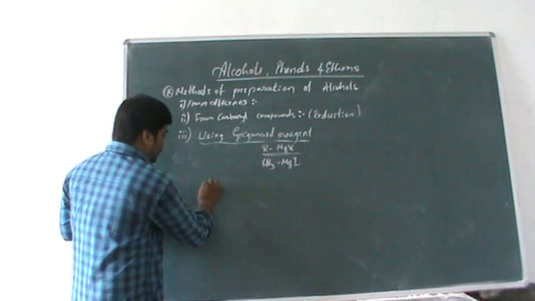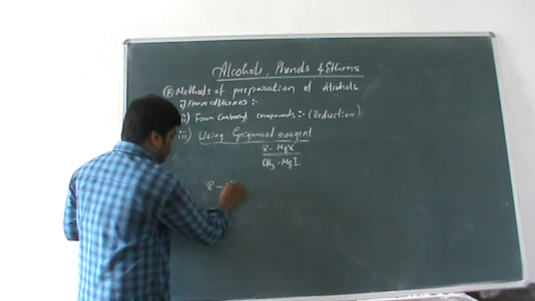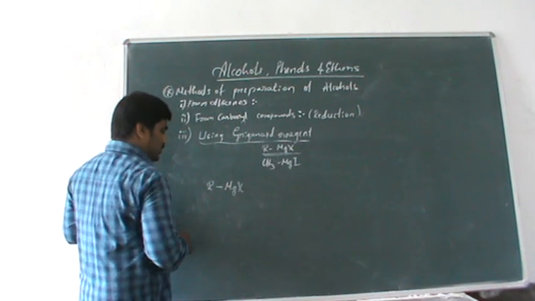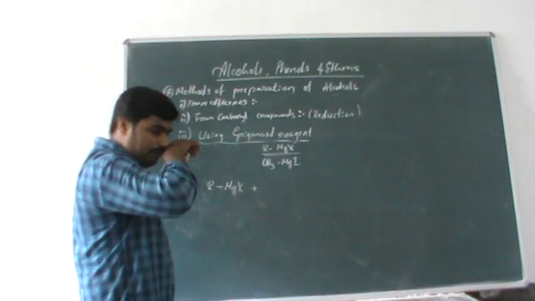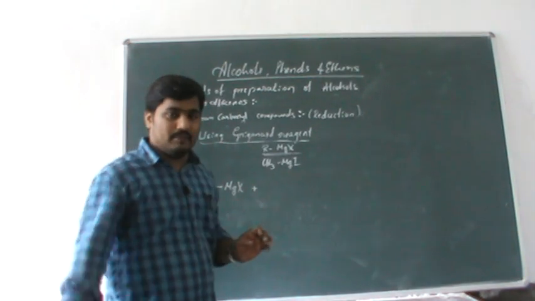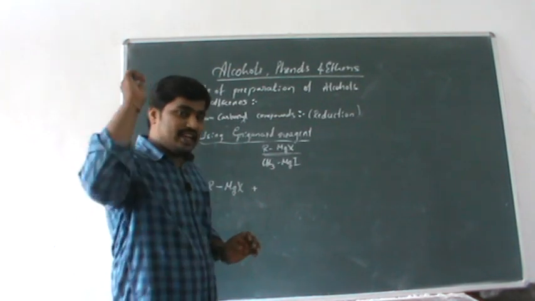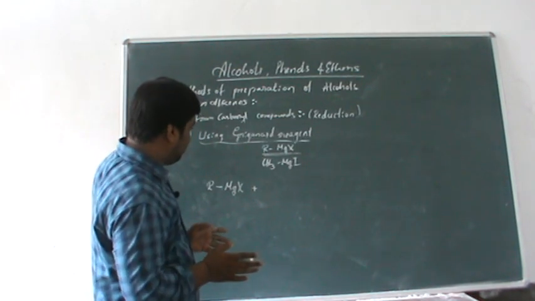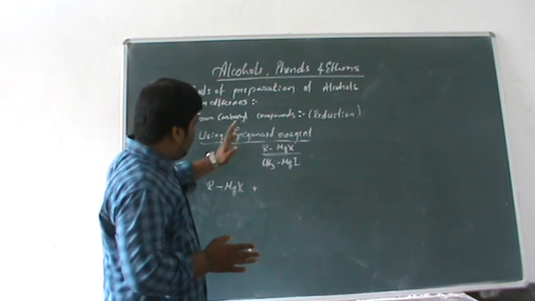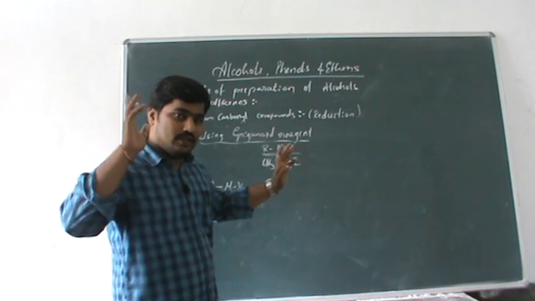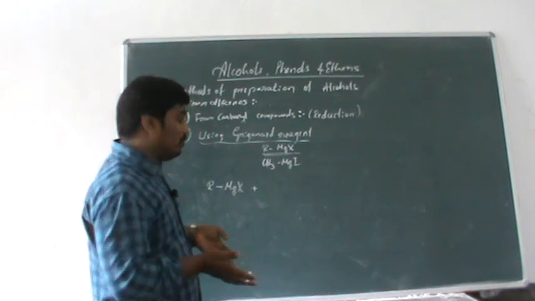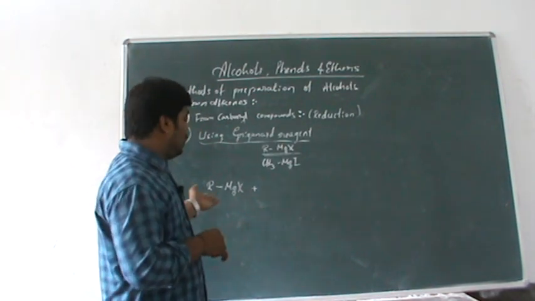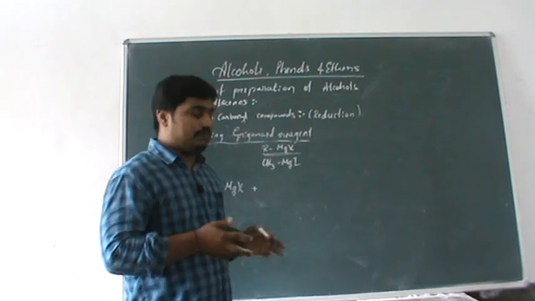And consider the Grignard reagent. Clearly observe this reaction. RMgX is made to react with a carbonyl compound. In this case, you can consider aldehydes, ketones and carboxylic acids. Except these carbonyl compounds, you may take carbon dioxide or carbon monoxide. There is that possibility.